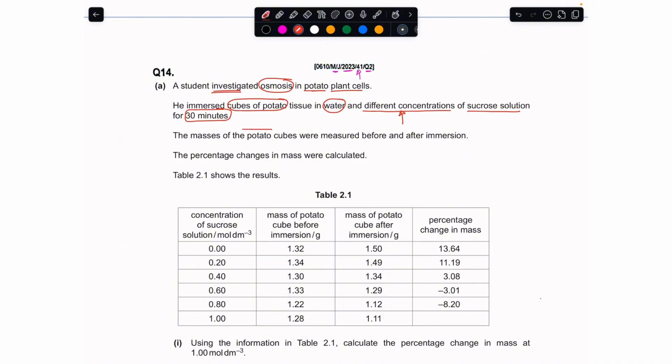Now, what they actually did, before immersing the potato cubes into the sucrose solution, they would have measured their initial mass, and after 30 minutes, they would have measured their final mass, and now they are calculating the percentage change in the mass, and the results are shown in table 2.1.